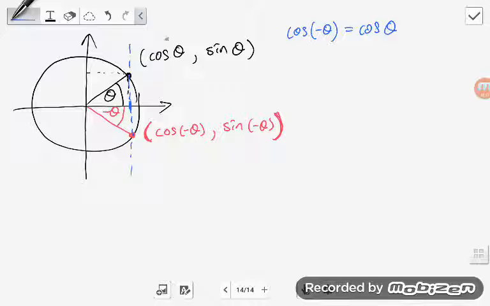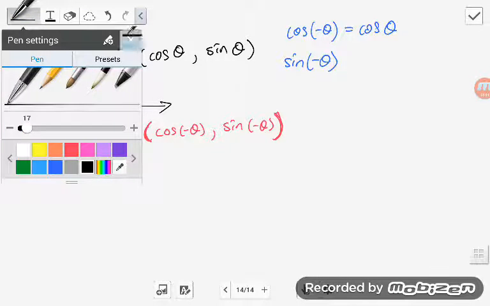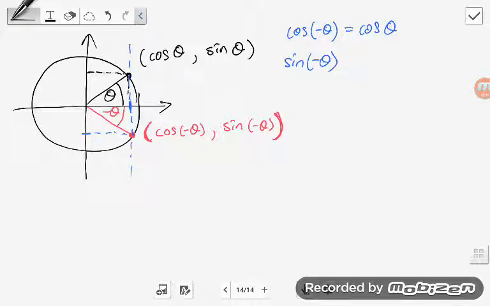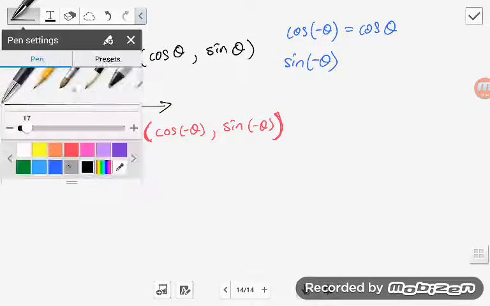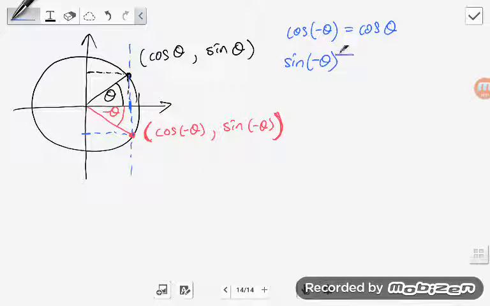Now let's look at the respective y values. So sine of negative theta is here, right? This is my sine of negative theta, and my sine theta is all the way up there. So sine of negative theta is simply equal to negative of sine theta, right?